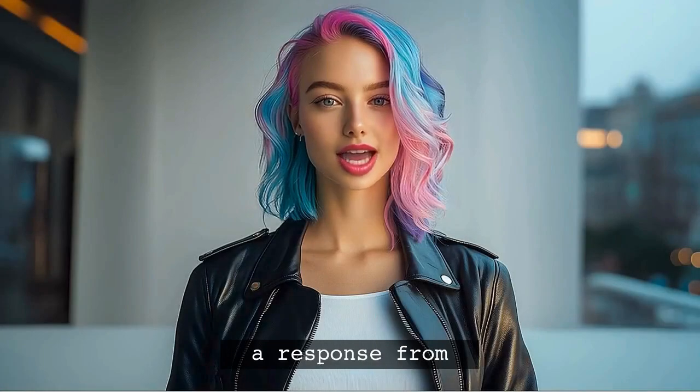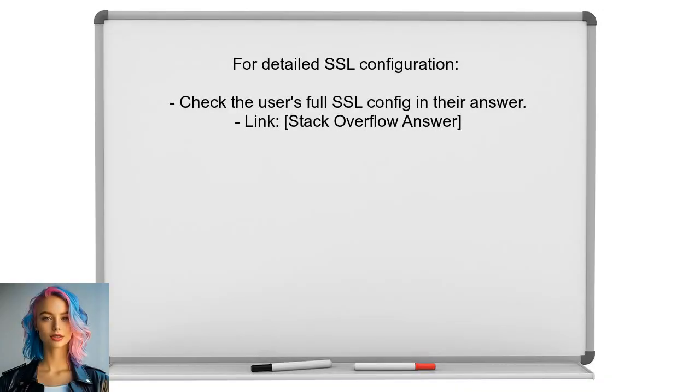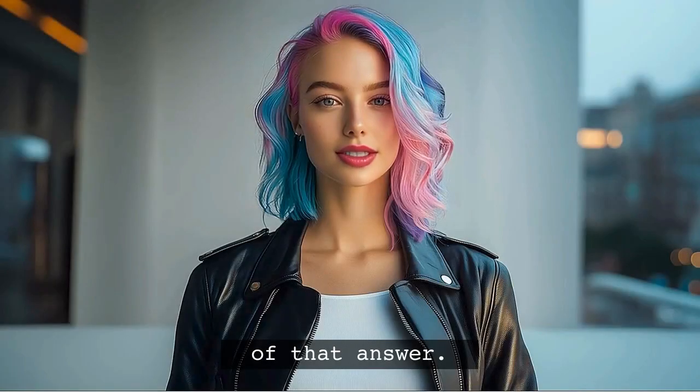Now, let's see a response from a different user. One alternative solution involves ensuring you have valid certificates placed in the correct certificates directory. You can set the configuration by using the command dbms.ssl.policy.bolt.clientauth = none. This approach is based on version 4.0 of Neo4j. For more detailed guidance, the user has shared their full SSL configuration in another answer, which can be found through the provided link. That's the end of that answer.